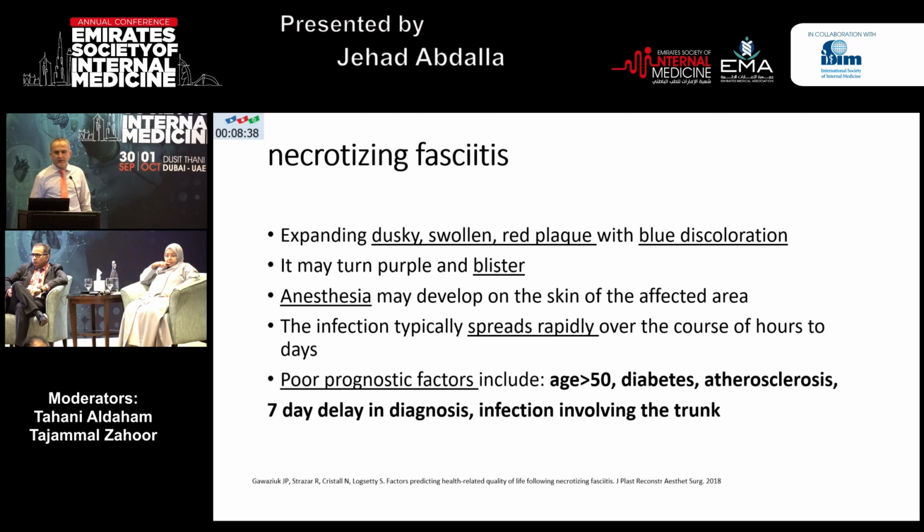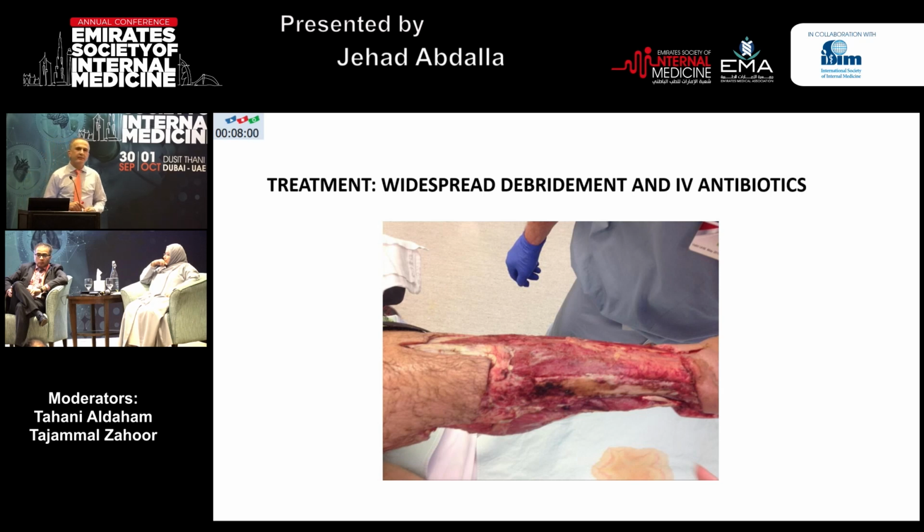So, as I mentioned, there is a dusky, swollen, red plaque with blue discoloration. You might see blisters, and the patient might lose sensation in that area. It spreads over hours to days. And how do you know this patient might have a poor prognosis? Delay of diagnosis and treatment, and OR, surgical debridement. Patient is old, above 50. Patient has vascular problems, so he has atherosclerosis, and also if it involves the trunk. So this is a patient who underwent radical debridement of the tissue, the fascia.